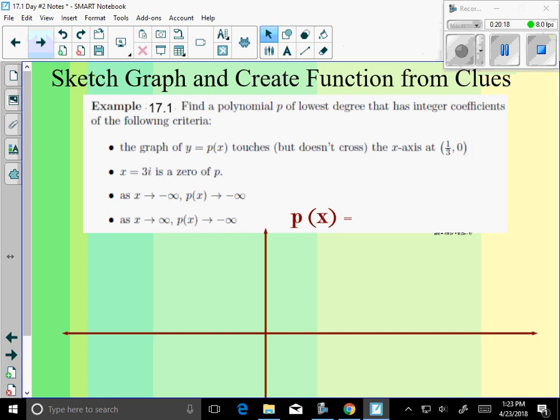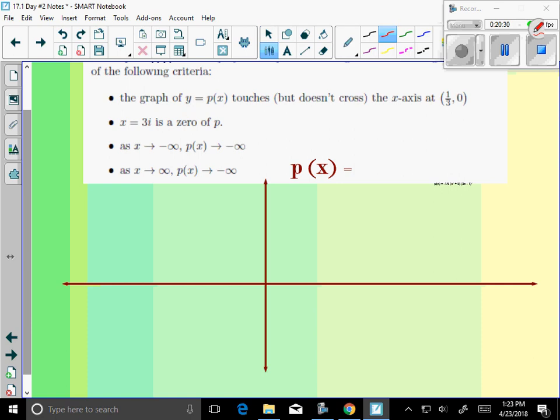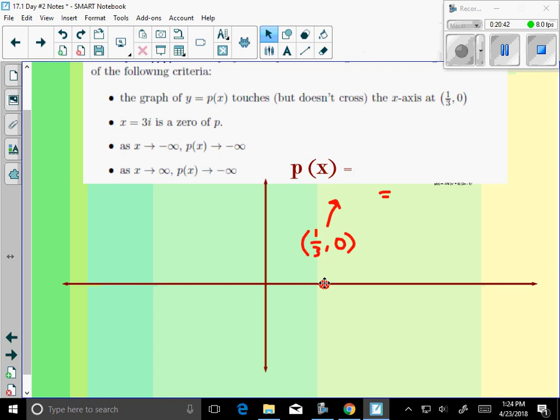Okay, so I'm going to give you a few hints, and I want the lowest degree polynomial that will meet each of these criteria. The graph y equals p of x touches but doesn't cross x at this point, which we'll call 1/3, comma 0. So if that's a 0, could I write out some factor for that? If x equals 1/3 is a 0, could I write out a factor for that? Sure. What I would do is multiply by 3 and then subtract 1. You agree?